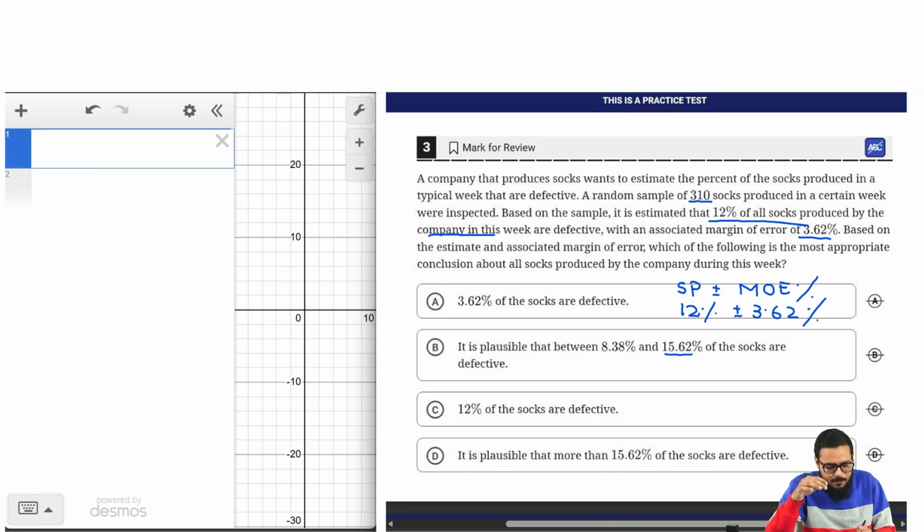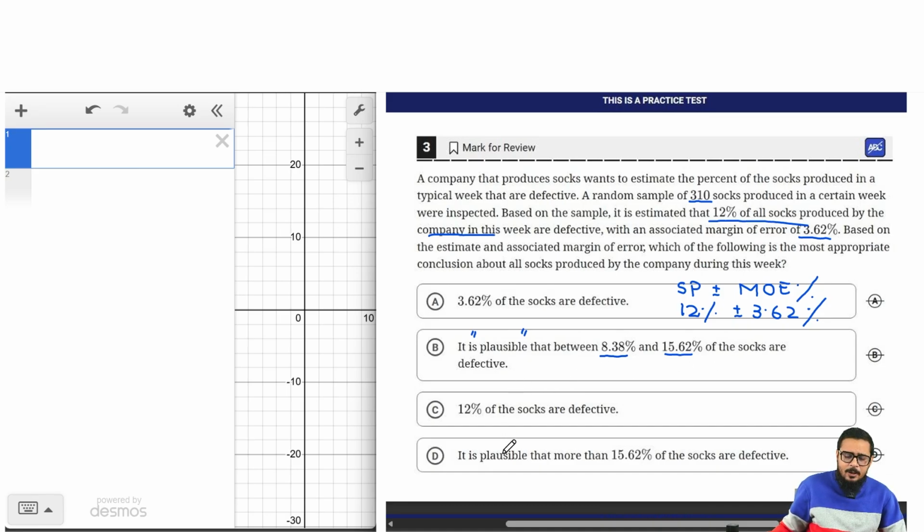So I think the most appropriate conclusion would be it is plausible, using specifically the word plausible. You can never be absolute about your research, about your conclusions drawn from your sample proportions. You can never be absolute about anything, because you have taken a sample over here. You have not conducted your research on the entire population, which is obviously not possible, right? So I'm going to use the word plausible, that between 8.38 and 15.62% of the socks are defective.